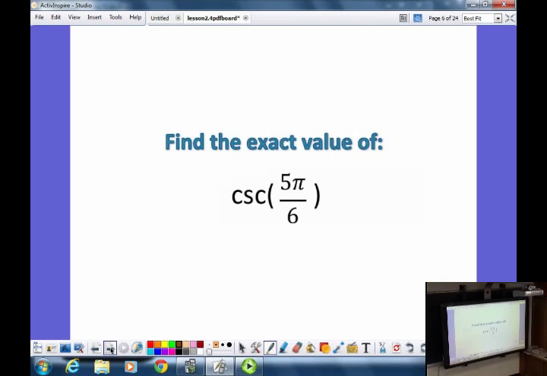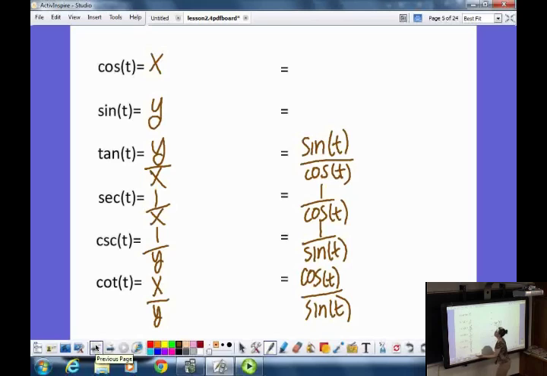Okay, so I'll go back. Alrighty, let's go back one line and look at what cosecant is related to. What is cosecant of t related to? Sine of t, right, because they're what? Reciprocals. So they just switch the numerator and denominator of each other. So if cosine of t equals x, then x equals what?